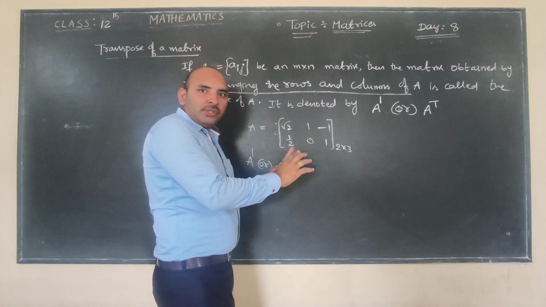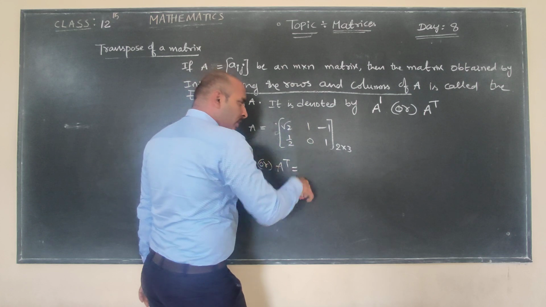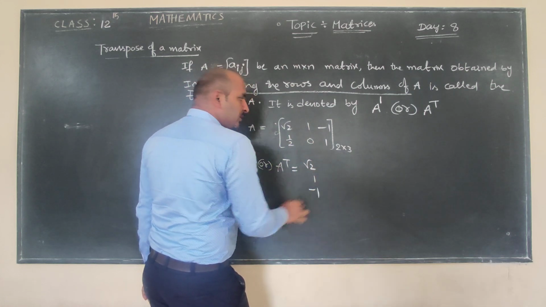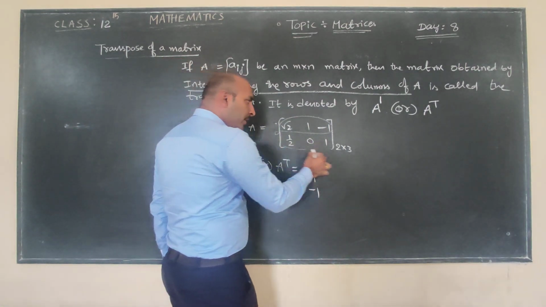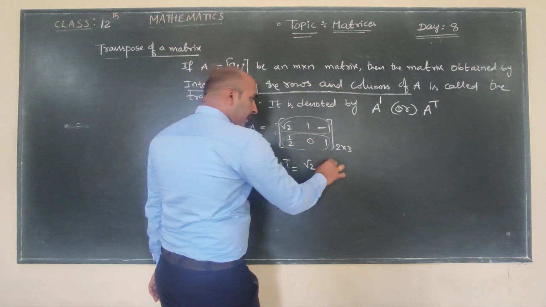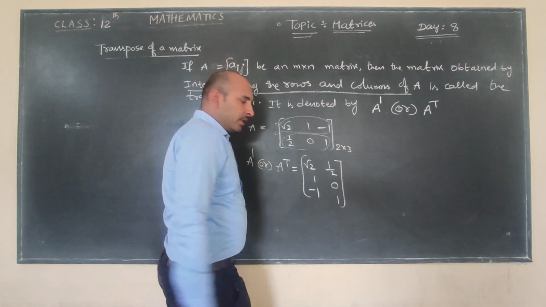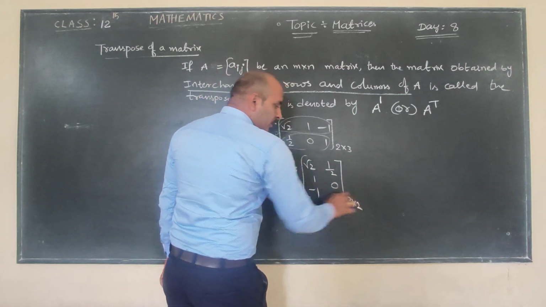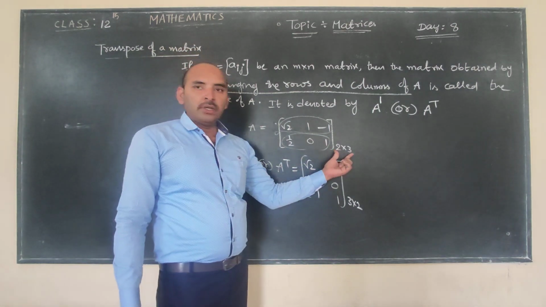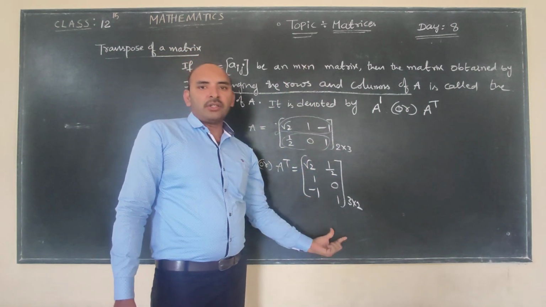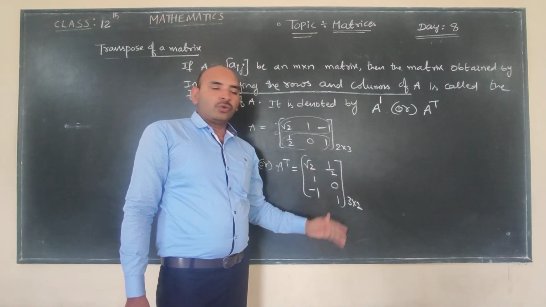Here rows become columns, columns become rows. So I am taking the first row elements and making them columns: root 2, 1, minus 1. So the first row elements are written as the first column elements, and the second row elements are written as the second column elements: 1 by 2, 0, 1. So what is the order? 3 rows and 2 columns. So only interchanging the rows and columns. If it is m cross n, write n cross m. If it is 2 cross 3, write 3 cross 2. If it is 1 cross 2, write 2 cross 1.